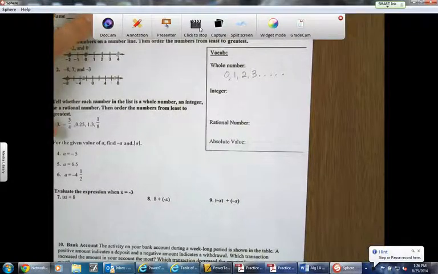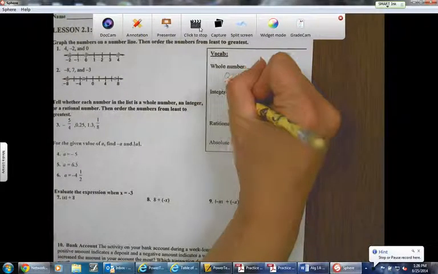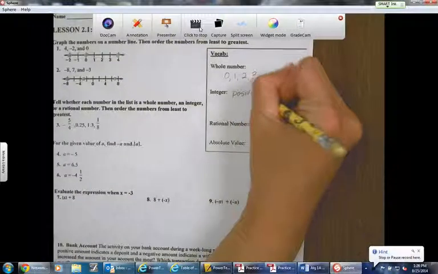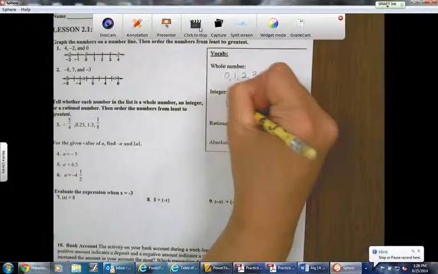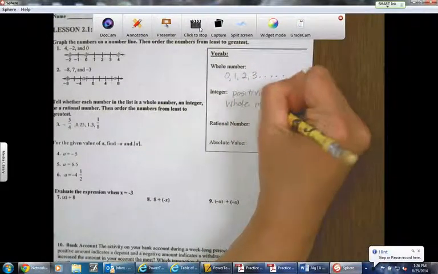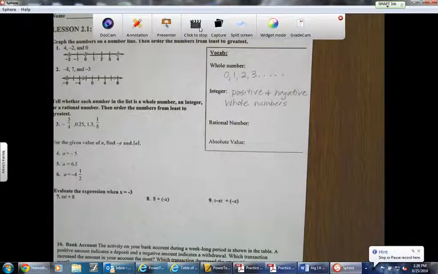Do you guys remember what integers are? Haley? Positive and negative rational numbers. I definitely agree with your positive and negative. What is it? Positive and negative whole. There you go. Positive and negative whole numbers. That is one we will use a lot this year. You want to know what an integer is, because a lot of times they'll say, give the answer to the nearest integer, and you'll have to know.